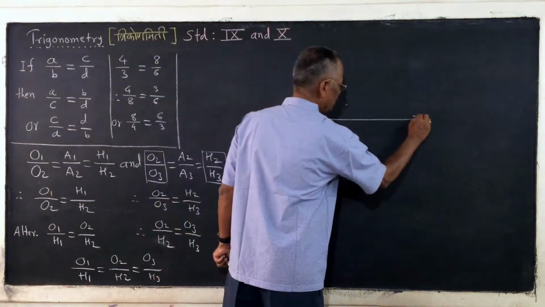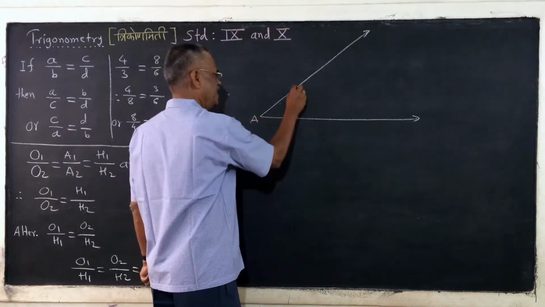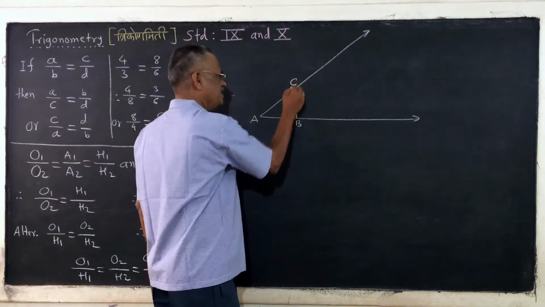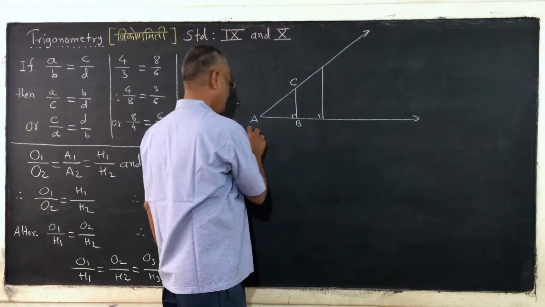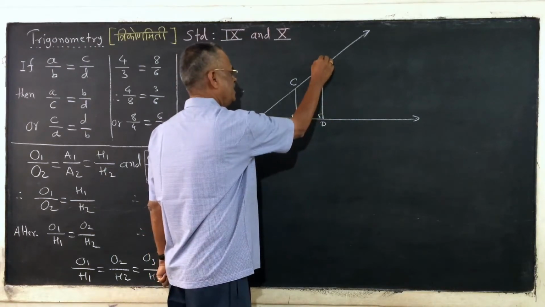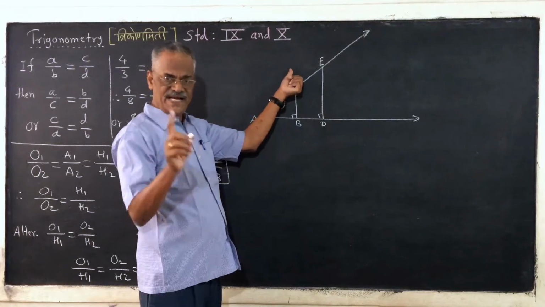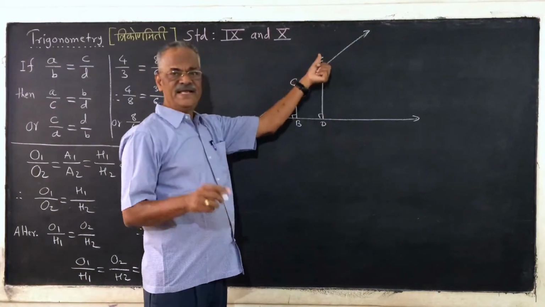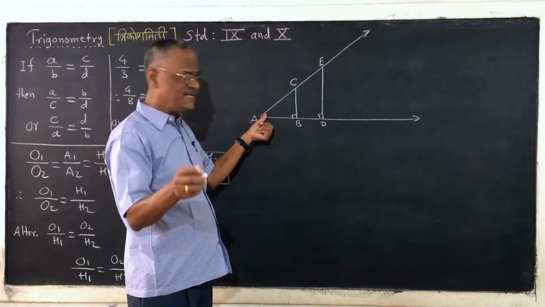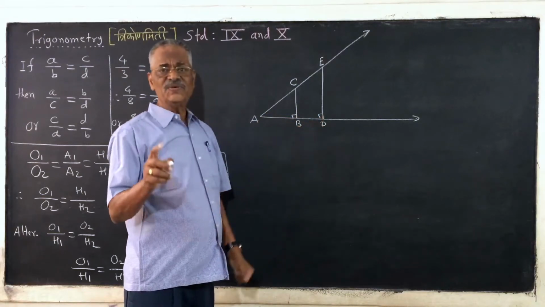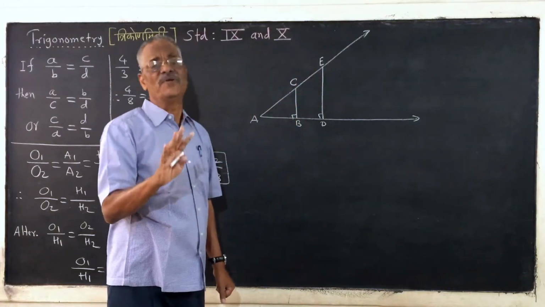Two right angle triangles are there. What is that? A, B, C, a right angle triangle, and another right angle triangle, A, D, E. When you observe carefully, A, B, C is a right angle triangle and A, D, E is a right angle triangle. You can say that angle A is common between the two right angle triangles. B is 90, D is 90. So definitely the remaining third angles, C and E, are congruent.